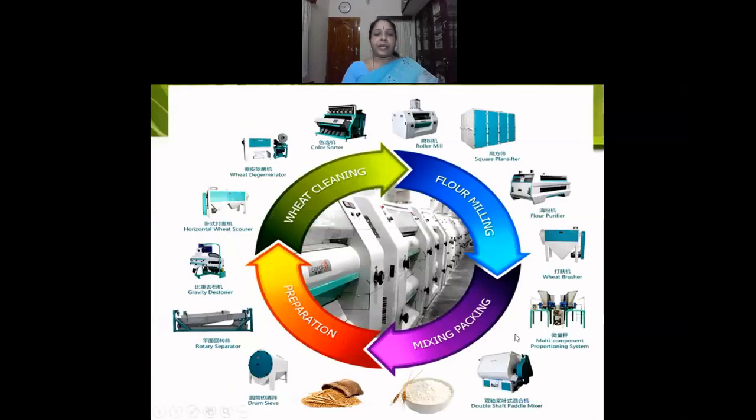This image shows the entire process of flour milling: the preparatory process and the equipment required for it, the wheat cleaning process and the equipment required for cleaning. And then next it shows the flour milling. What are all the equipment that are needed for the milling of wheat? And after the flour is milled, you can fortify or enrich the flour and pack it. So these are the various equipment required for milling of wheat.